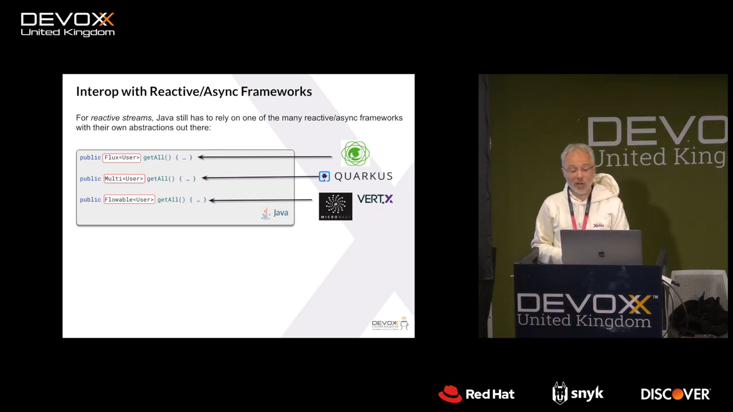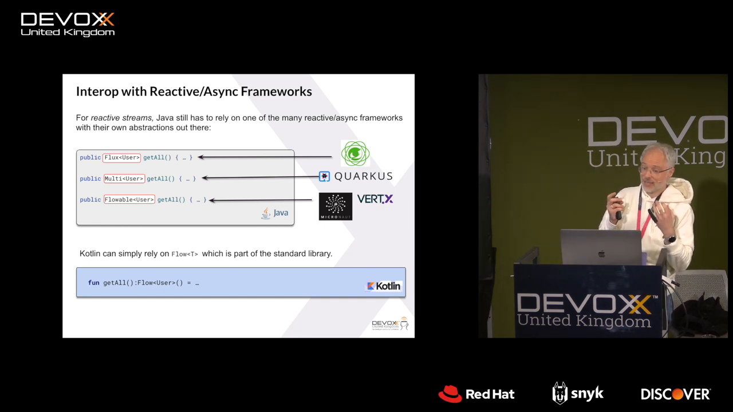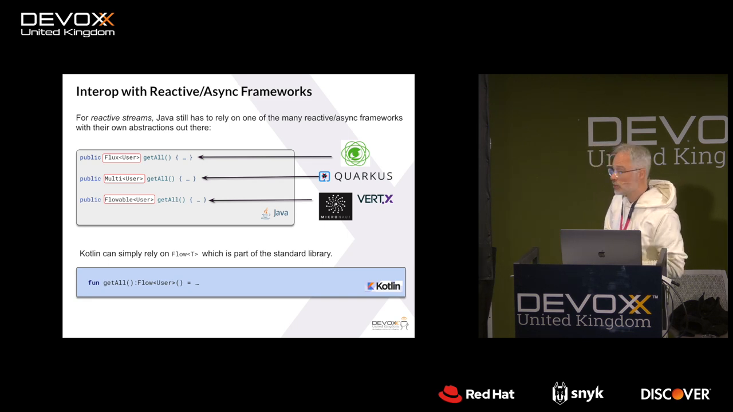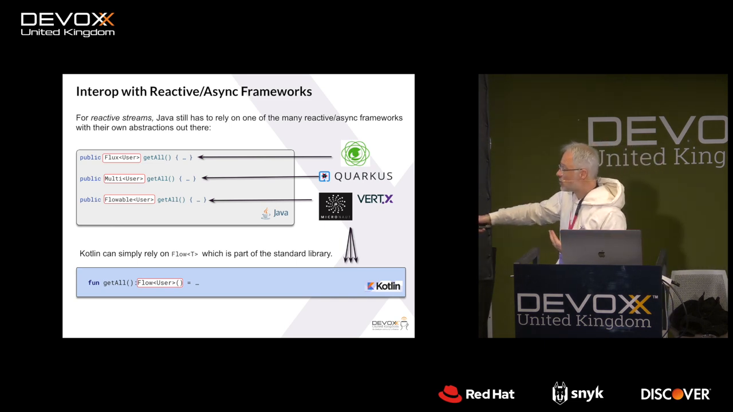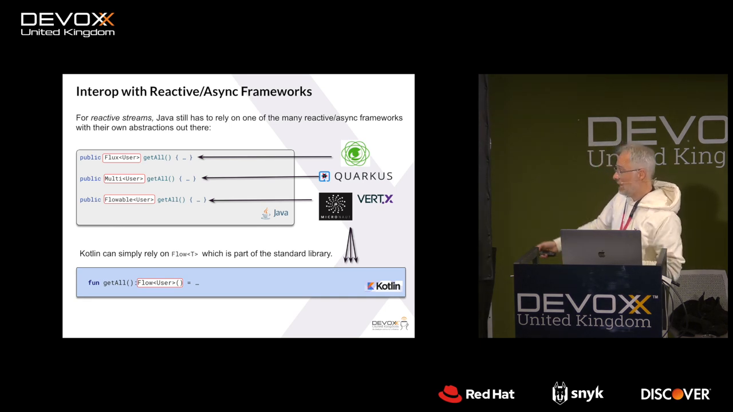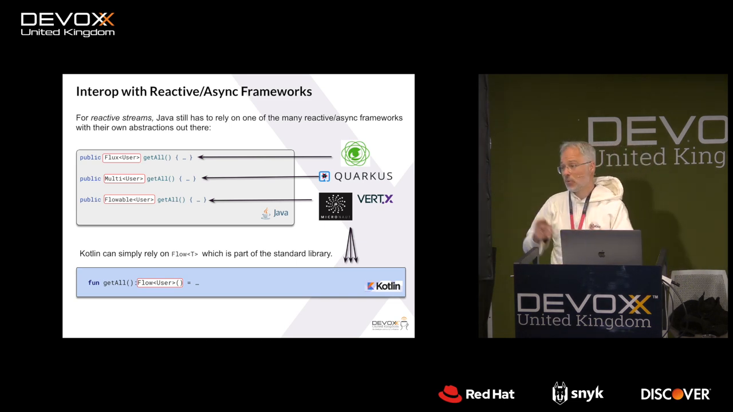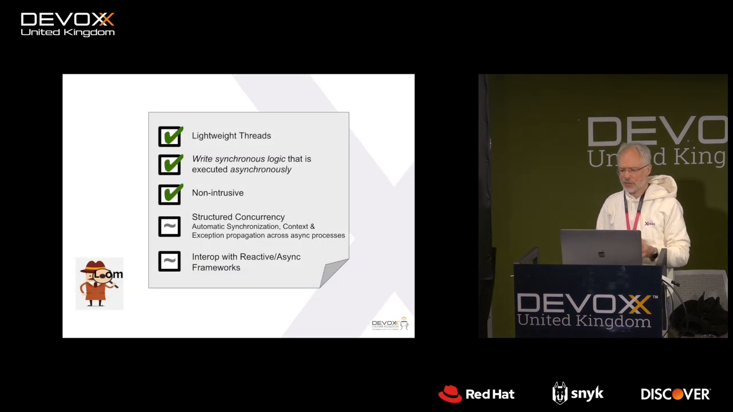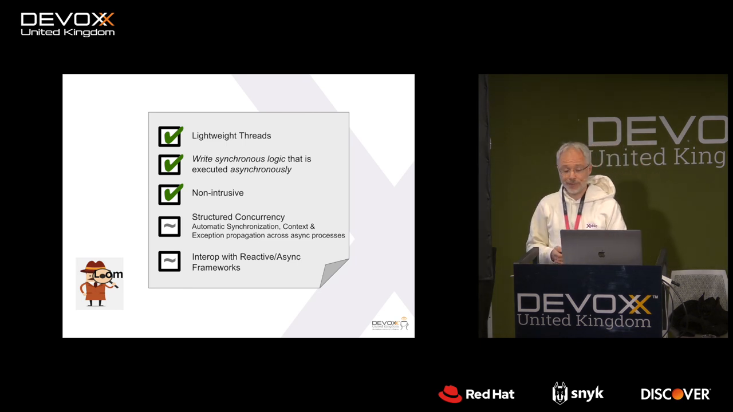The good story for Kotlin developers is that Kotlin already has a reactive abstraction for these kinds of reactive streams, which is Flow, which is a much simpler abstraction than these. And the nice thing is that you can easily convert any of these abstractions to a Flow, a bit similar to how you could convert a Mono to a coroutine. So for Kotlin users, this is the thing you have to learn once, and then you can use it everywhere in a simpler way. So definitely good news for the ones who are using Kotlin. So interop with reactive async frameworks, also not really a perfect story.